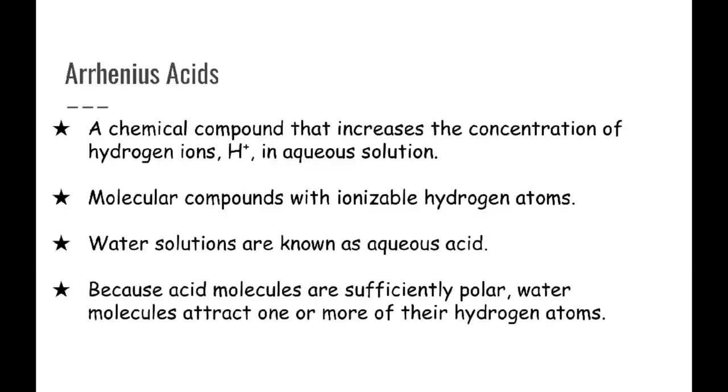An Arrhenius acid increases the concentration of hydrogen ions, so H+, in an aqueous solution, which just means in water. These are molecular compounds with ionizable hydrogen atoms. We're using the hydrogen from an acid to ionize water to create the solution. Because acid molecules are polar enough, the water molecules will attract one or more of those hydrogen atoms from the acid, and I'll show that in a few examples. But again, the more polar something is, the more acidic it will be.